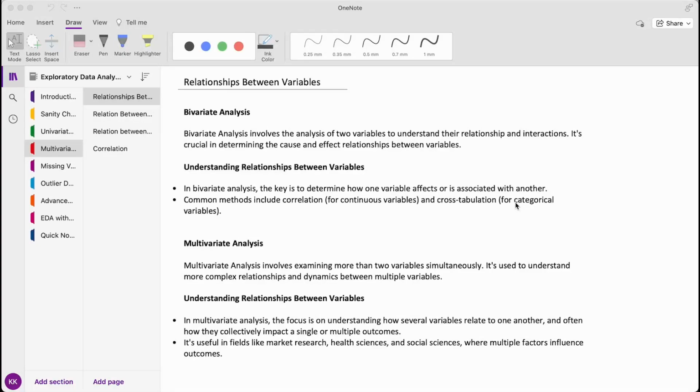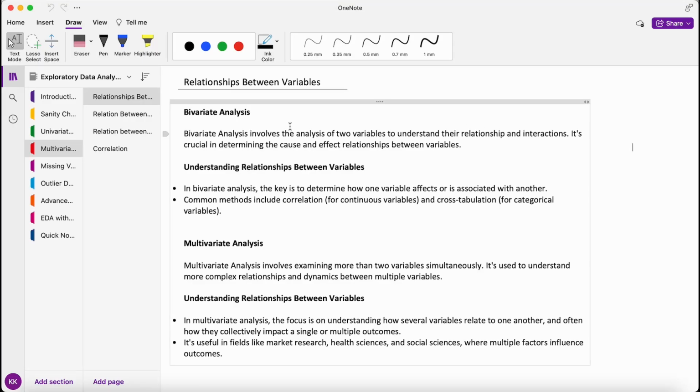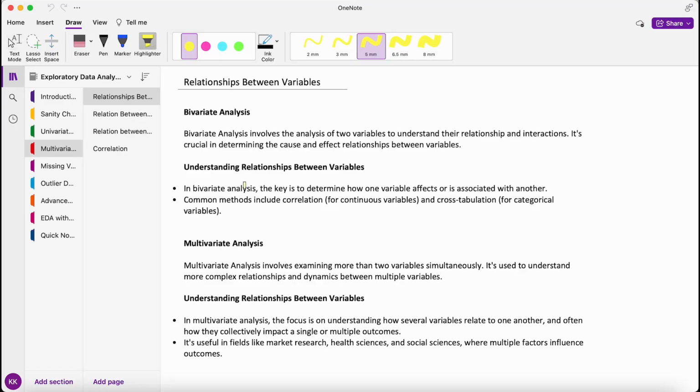Hi, we've explored how univariate analysis allows us to understand individual variables. Now, let's expand our view with bivariate analysis, which involves examining two variables at a time to understand the relationships and interactions between them. This type of analysis is key for identifying potential cause and effect relationships. In bivariate analysis, we often ask how one variable may affect or be associated with another.